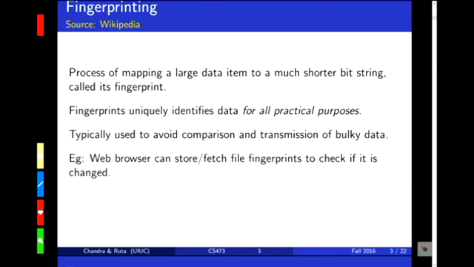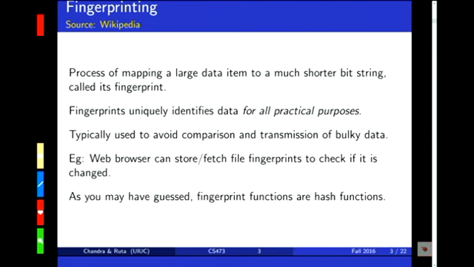Okay? One example is, suppose you have a web browser and it is storing some files, and it may have large files to store, and then it wants to check when a file is updated, to update its copy in your browser. It may just store a fingerprint instead of storing the entire file, and fetch fingerprints to check whether it has changed or not.